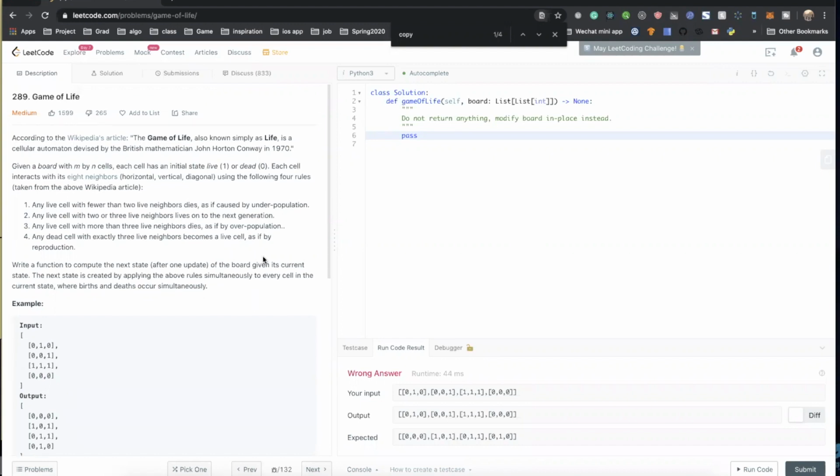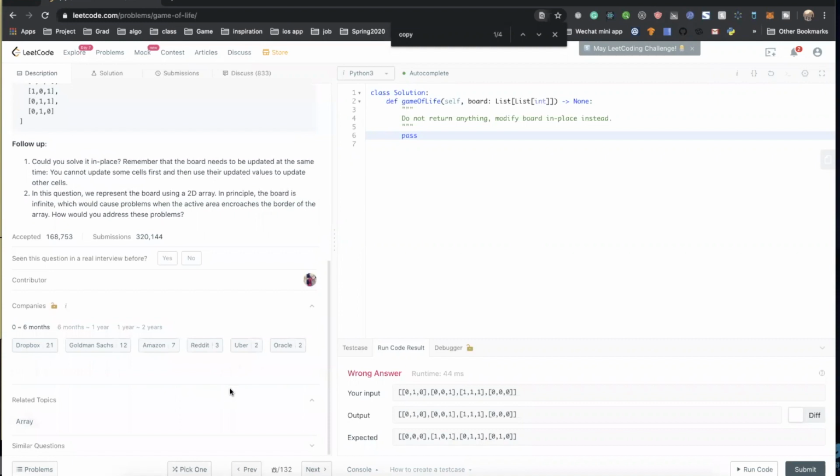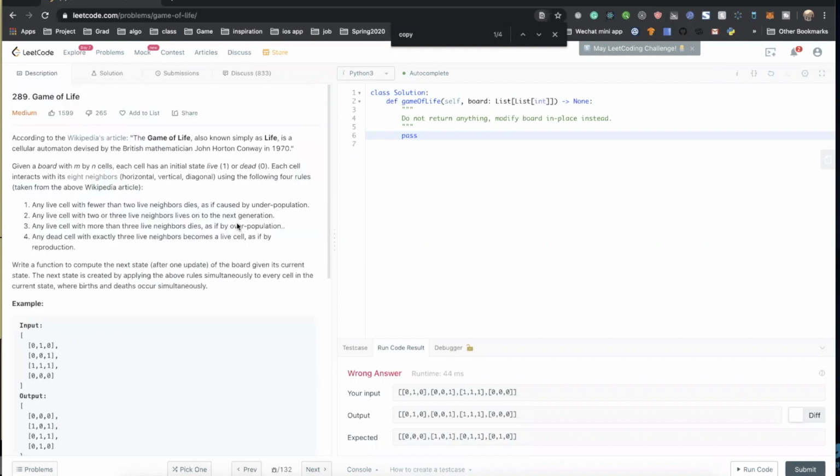Today we are going to solve problem 289, Game of Life. This is a very common question in interviews. It does not test our algorithm skills, but it tests how well we follow instructions and how carefully we handle edge cases. So let's read our question.